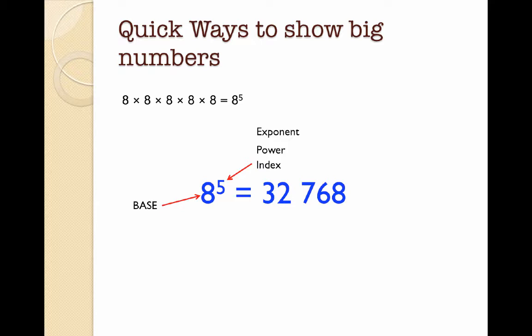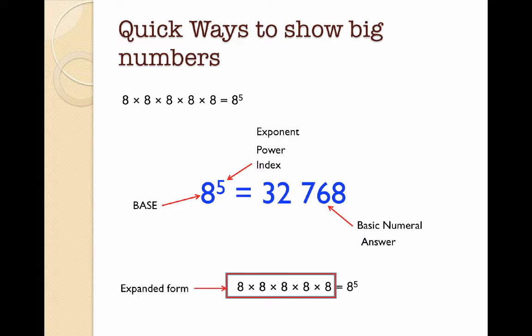Now that 32,768, that might be the answer, but we also call it the basic numeral. That is the answer without any powers written in it. We can also call it the answer as well. Now, when we write out a mathematical sentence like this, 8 times 8 times 8 times 8 times 8 equals 8 to the power of 5, we call that first part the expanded form. It is the number 8 written out in a long way 5 times.